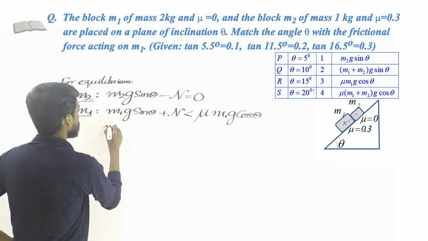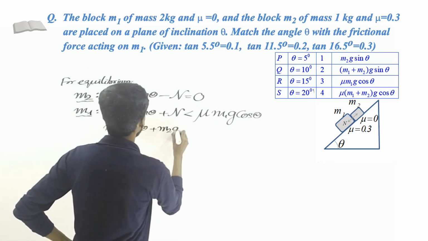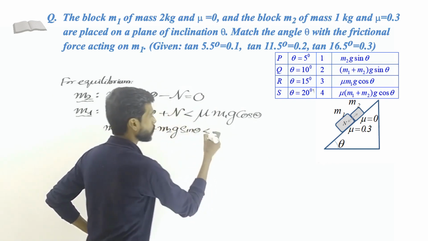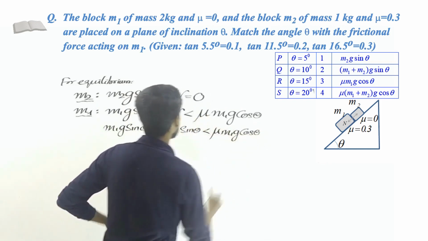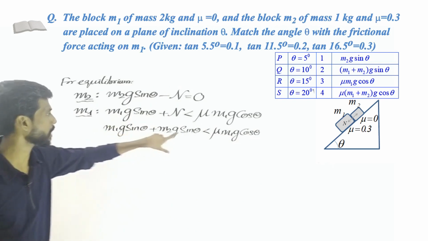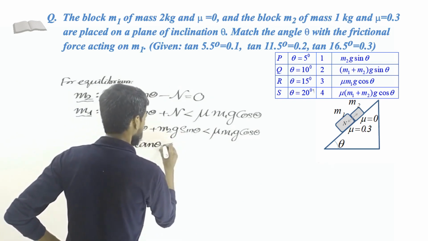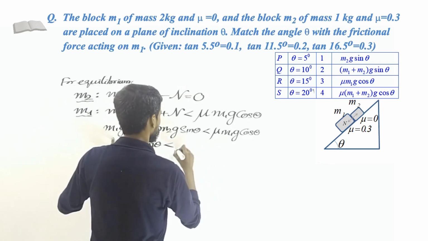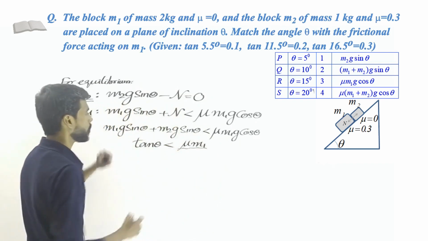Okay. So we get M1 g sin theta plus M2 g sin theta is less than mu times M1 g cos theta. Okay, let us simplify this. If you divide, you can cancel this g and divide by cos theta, we'll get sin theta by cos theta, that is tan theta. So tan theta is less than mu times M1 divided by M1 plus M2. So that's all.